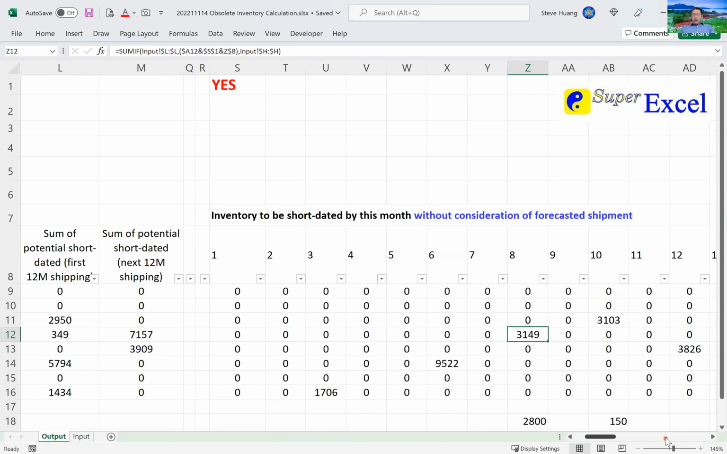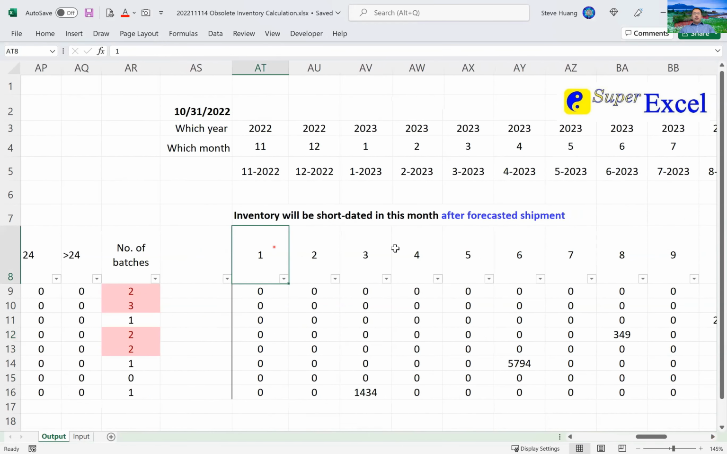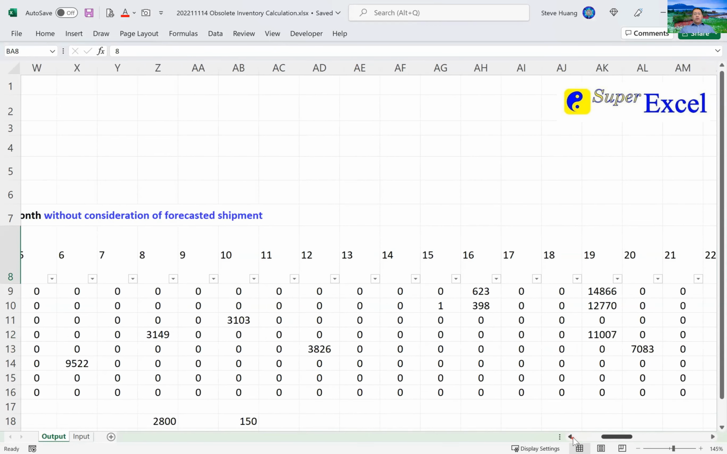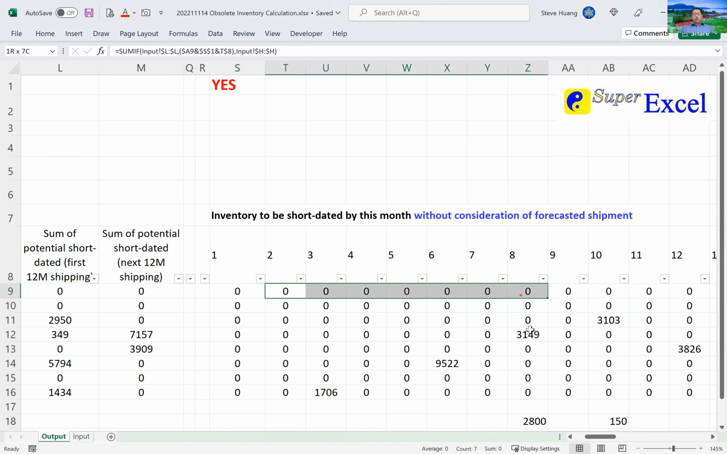And then she had her second block of those 24 months, but this time she wants to calculate, considering how many units they can ship to the customer, how many units of inventory will be short dated in those months. So the first block is not considering how many units they will ship to the customers. It's just based on the expiration date minus 12 months, and then to say in those months we will have so many units to be short dated, which means after that you cannot ship to the customer anymore.